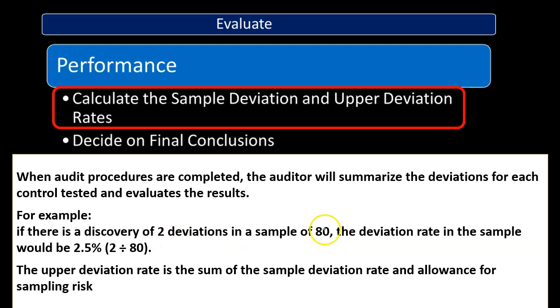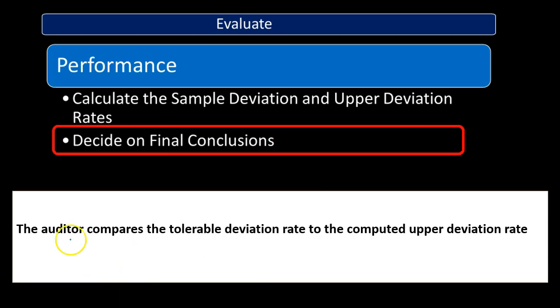The deviation rate in the sample would then be 2.5%, or 2, the deviations, divided by 80, the sample that we had. The upper deviation rate is the sum of the sample deviation rate and the allowance for sampling risk. And then we're going to decide on the final conclusion. So the auditor compares the tolerable deviation rate to the computed upper deviation rate, and then we're going to say whether or not we accept this internal control as being a good internal control or not.